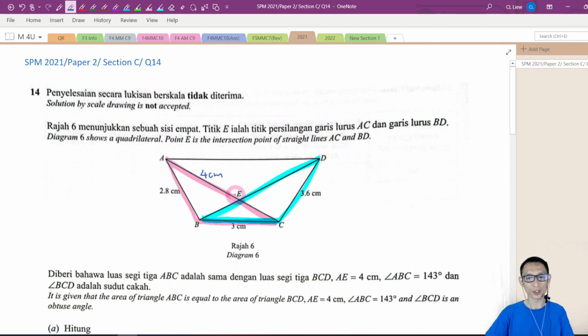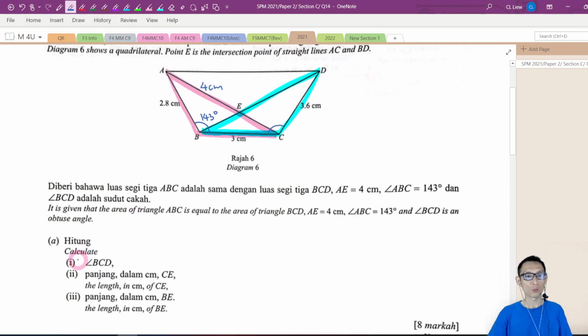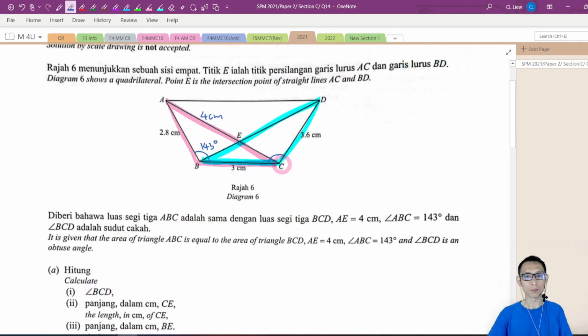A to E is 4 centimeters, and angle ABC, which is here, is equal to 143 degree. And angle BCD is an obtuse angle, which means more than 90 degree, less than 180 degree. Okay, now let's look at part A. We want to calculate the angle of BCD.